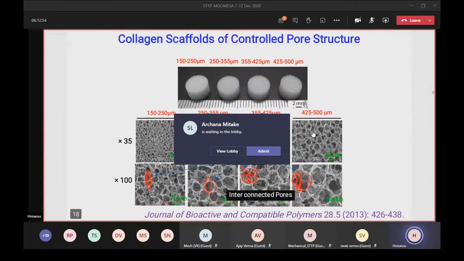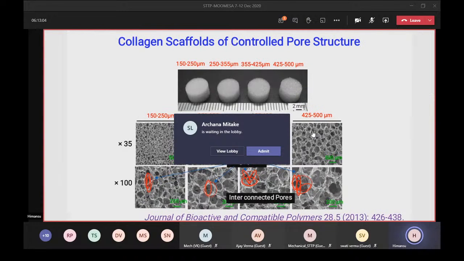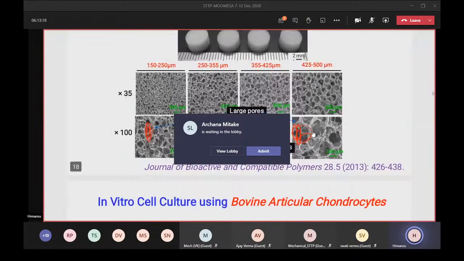You can see now, we prepare the scaffold with different pore structures or porous zones, like 150 to 250 and 425 to 500. As I said, 425 to 500 we have investigated for bone purposes, and this is for skin purposes. So different kinds of tissue engineering need different kinds of pore structure, and they can be designed.